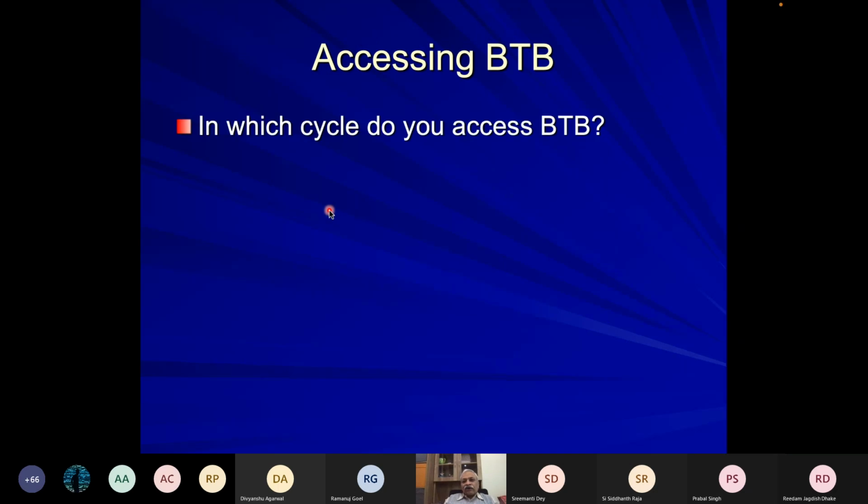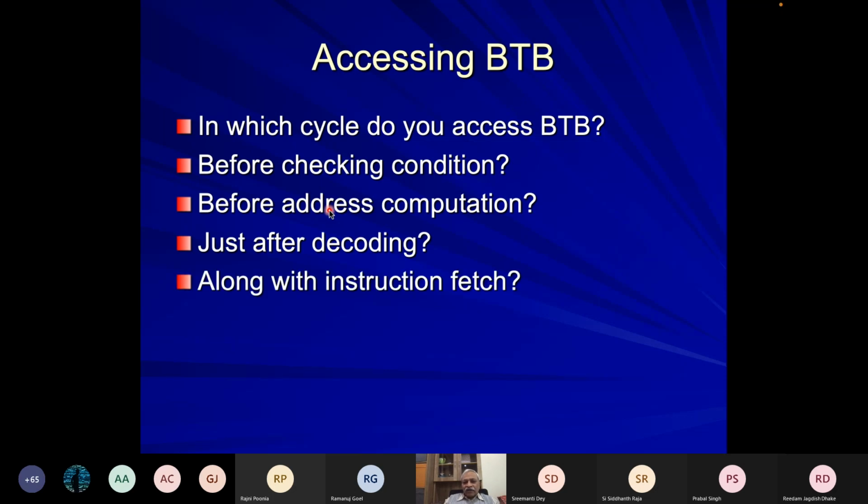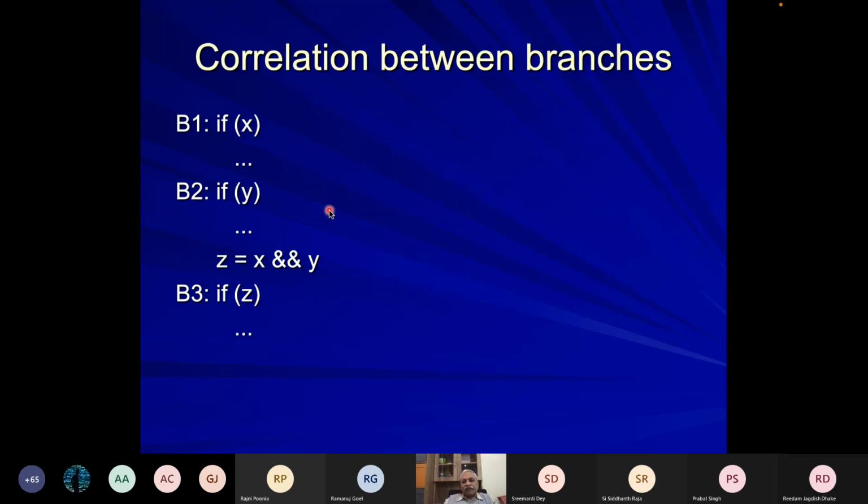So question is, when do you access this? In which cycle do you access BTB? You could do it before checking the condition, before deciding whether branch is to be taken or not, before address computation, or just after decoding. So there are various ways. Or the fastest is that as you are fetching the instruction, you know the instruction address, and with that address you can do the lookup. That's what is most commonly done.